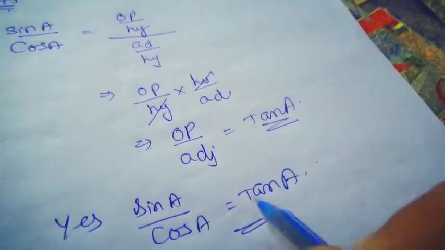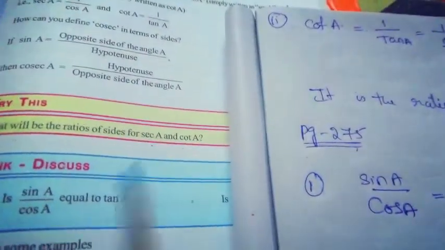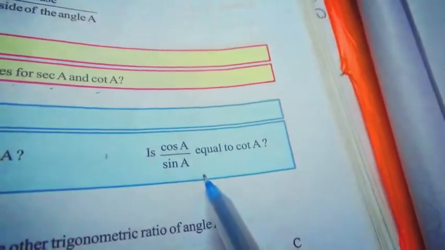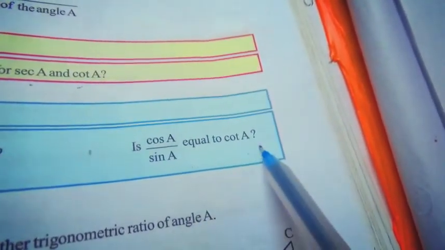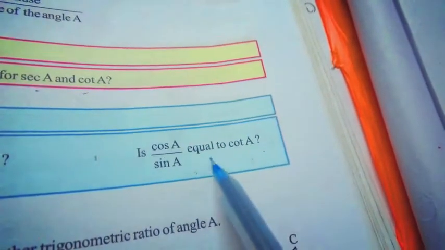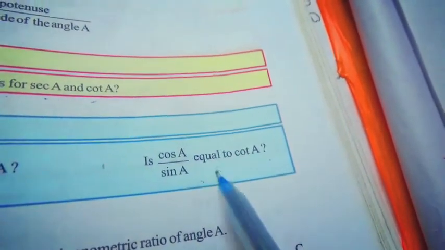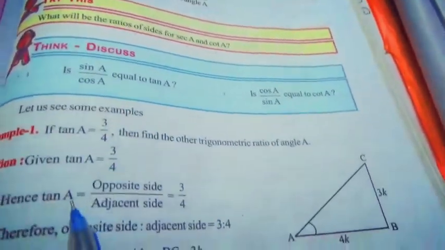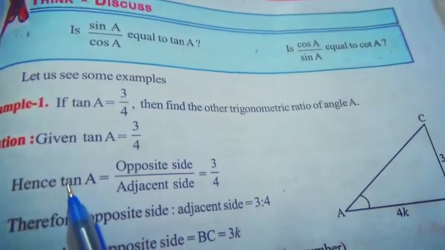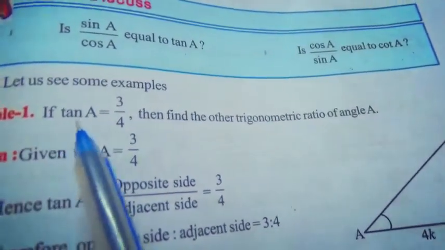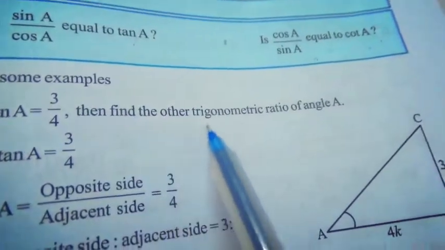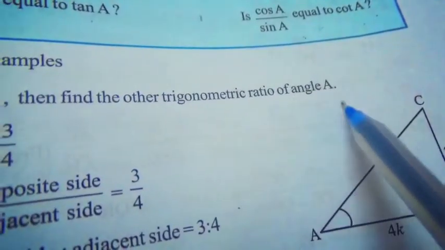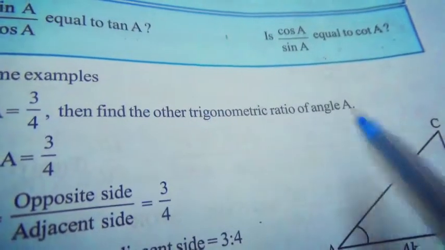So here we finished the first sum. For the second sum, we have cos A by sin A is equal to cot A. We just do this one as usual. After this think and discuss, we have example 1. Look here. Example 1: if tan A is equal to 3 by 4, then find the other trigonometric ratios of angle A. Let us do this one.